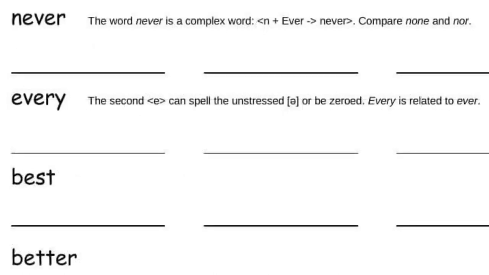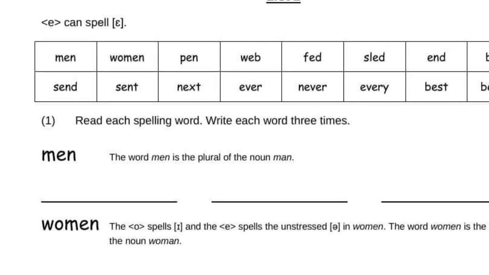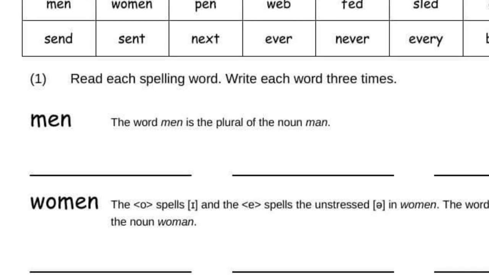We read any extra information about the spelling of a word together. For example, the word never is a complex word. N plus ever is never. Compare none and nor. The student then writes each word 3 times.